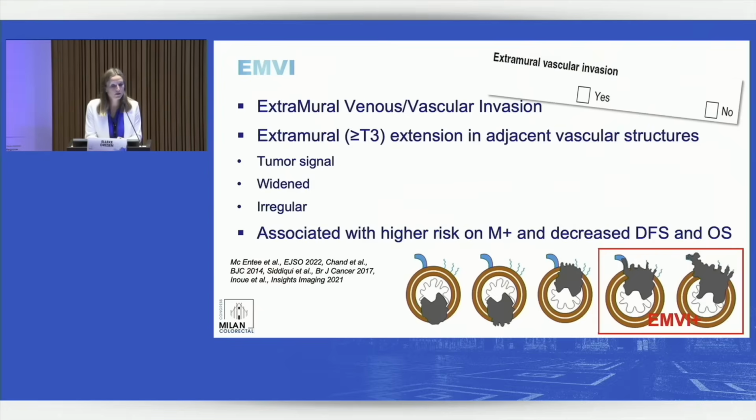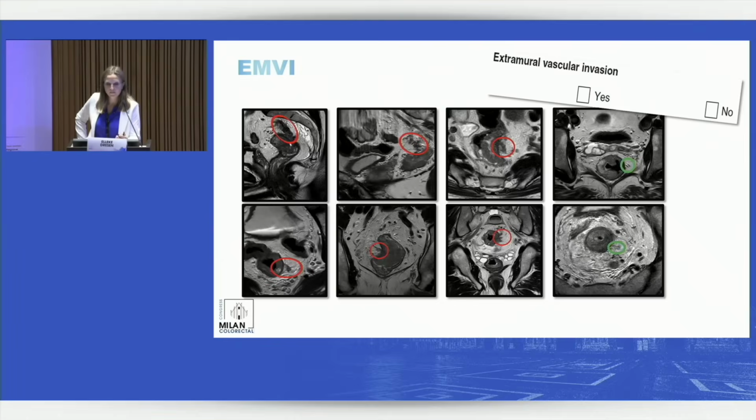Last but not least, the EMVI is the extramural venous or vascular invasion. So you see the vascular structures. They need to have tumor signal in it. They need to be widened or irregular to be sure to call it EMVI positive disease. And it is, as you all know, associated with a higher risk of metastasis and decreased survival.